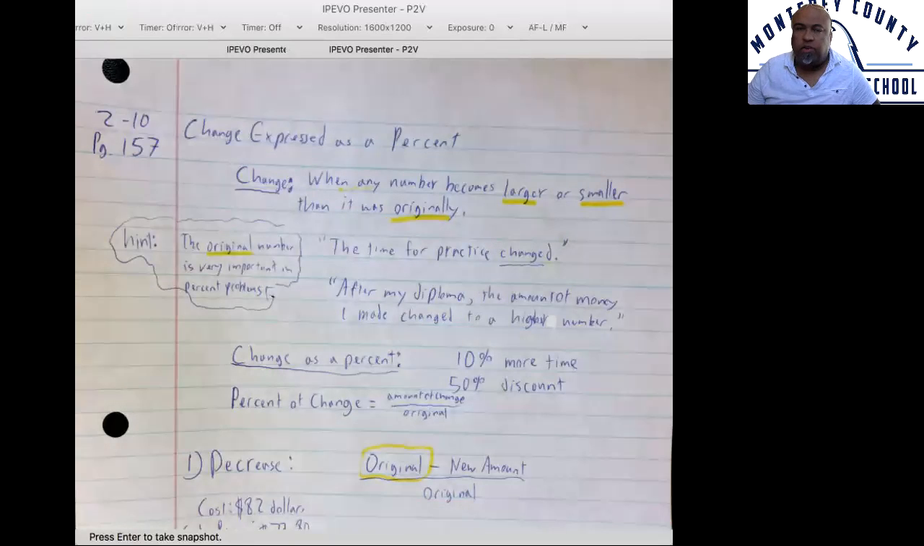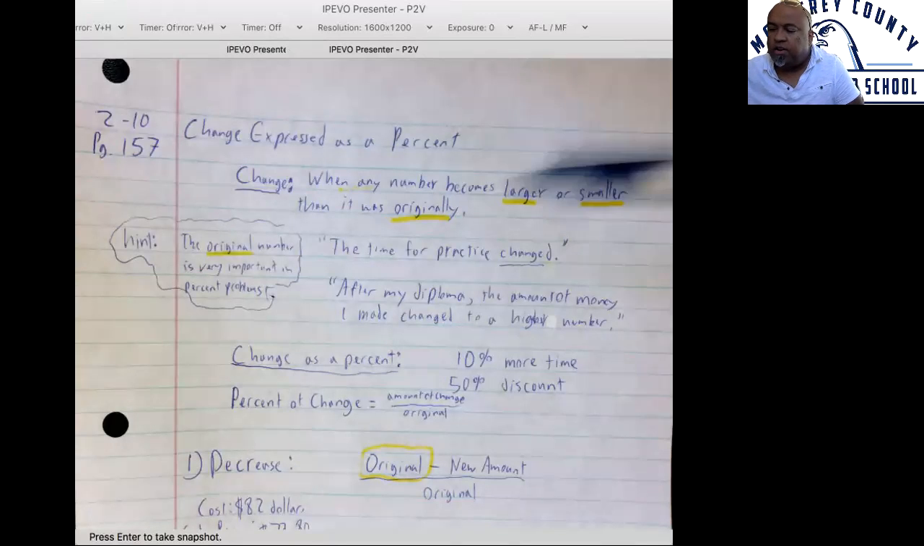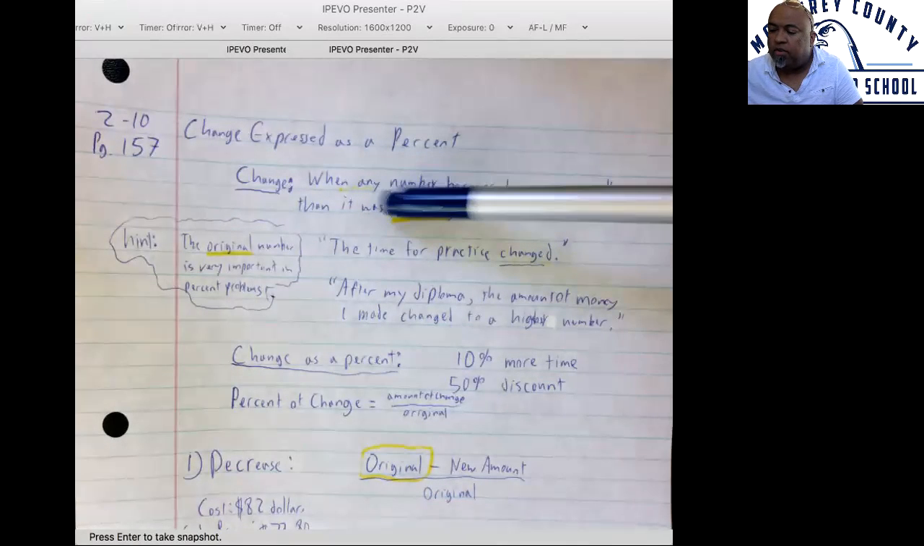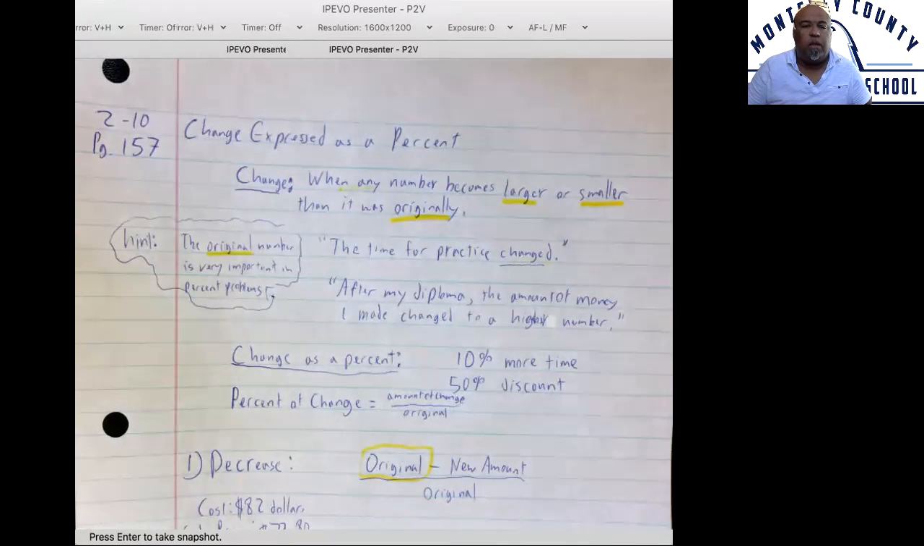All right, change expressed as a percent. Now, we all have a pretty good idea of what the word change means. Change means when any number becomes larger or smaller than it was originally. Originally means in the first place, okay? Let me just give you some example sentences.